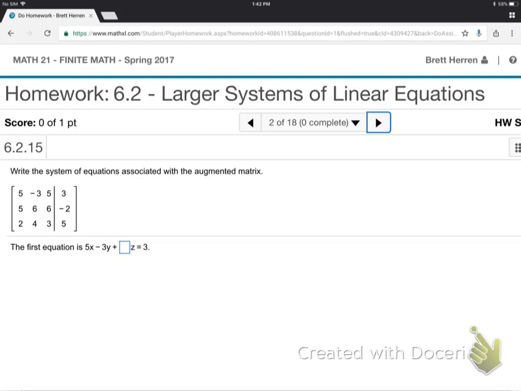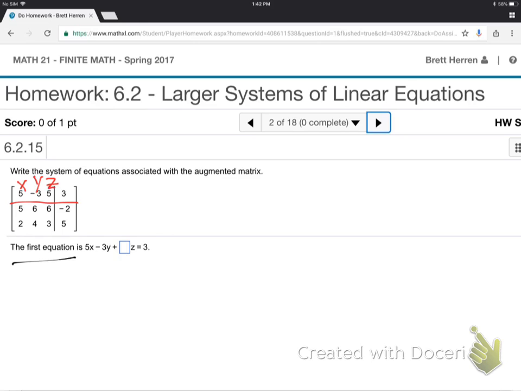Okay, so they're saying, what's the first equation? Well, the first equation is what's right across the top row of the matrix. So we're just making that connection between equations and entering a matrix in your calculator. So that first equation is x is here, y is here, z is here.